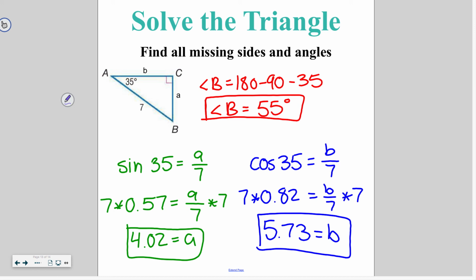Again, for b, we're missing the adjacent side, so we're going to use cosine of 35 is equal to b over 7, which is the hypotenuse. Solving, we get an answer of 5.73.